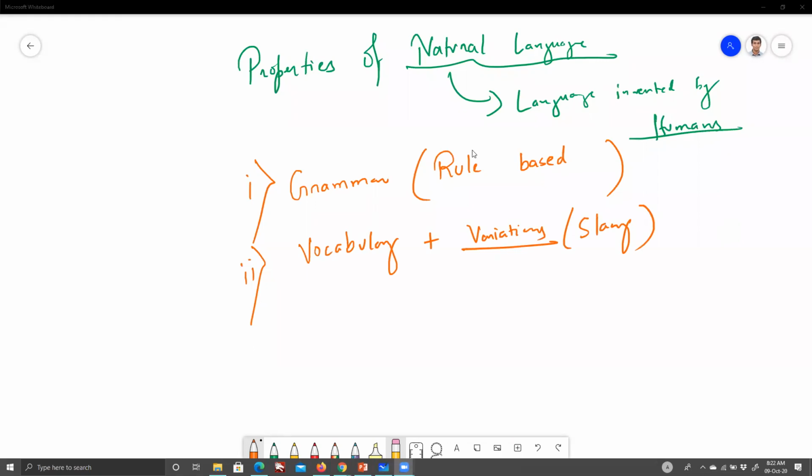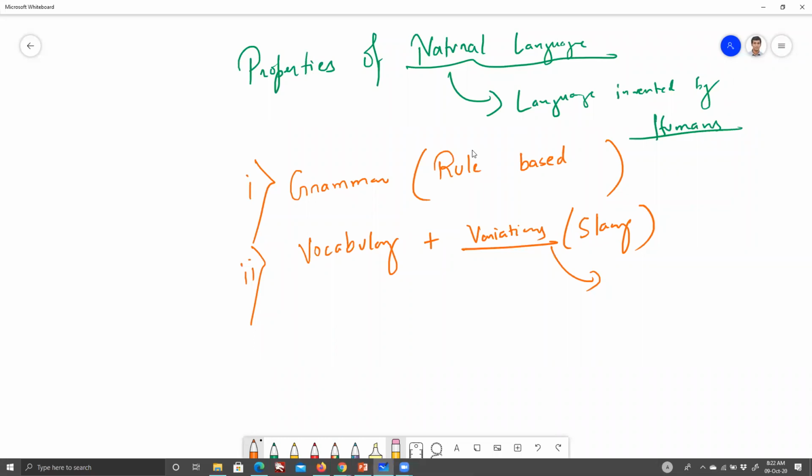Vocabulary plus variations. The variation is something which is non-formal or not technically correct, but still we use it because of the internet, fast typing, or the culture that we have evolved in. So it depends on culture basically, and this also makes it very hard. And hybrid, as in English.